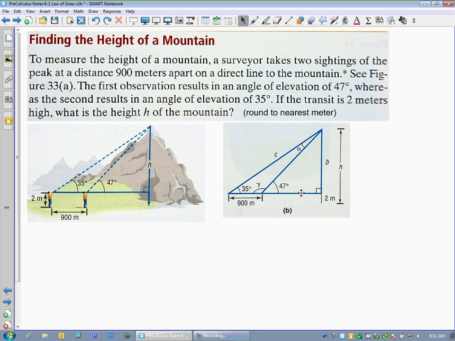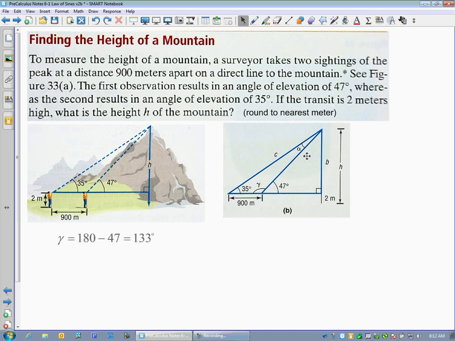Alright, so looking in the diagram here, the easiest thing to solve for right away would be the angle gamma, because notice we have the 47-degree angle here, plus whatever gamma is makes a straight line. So in other words, gamma is 180 minus 47, which is 133 degrees.